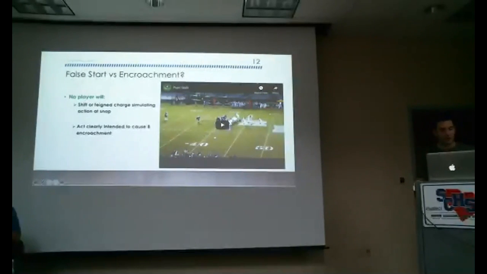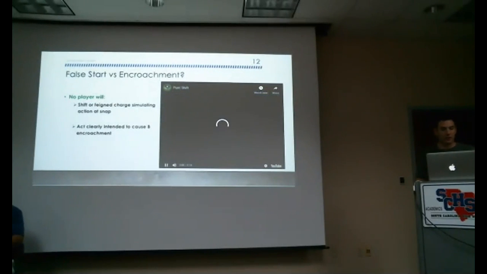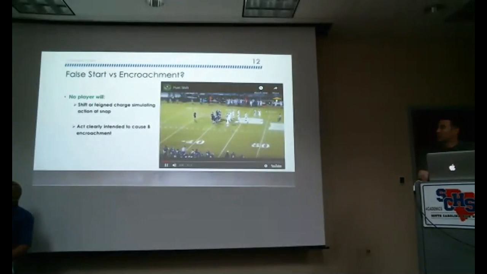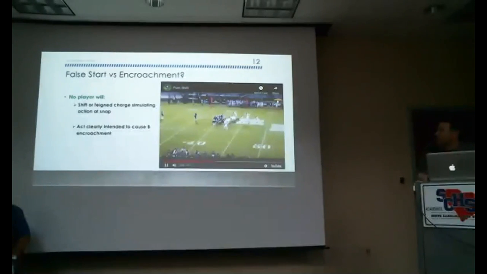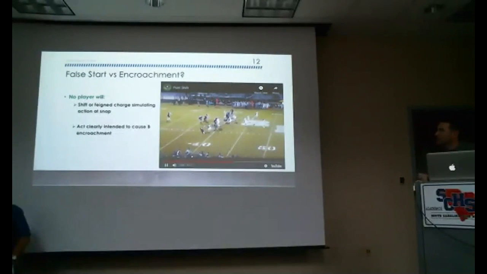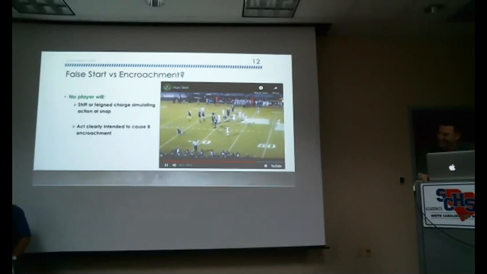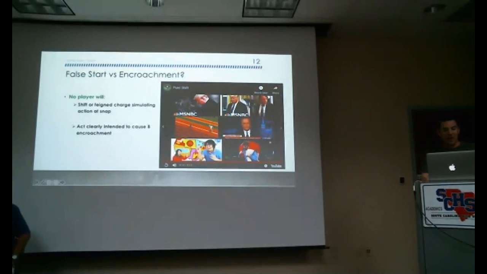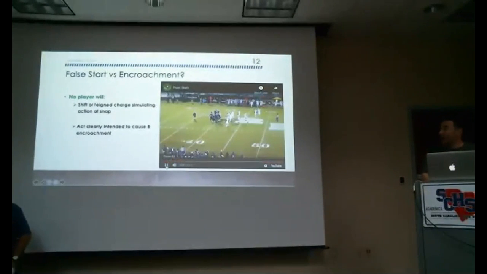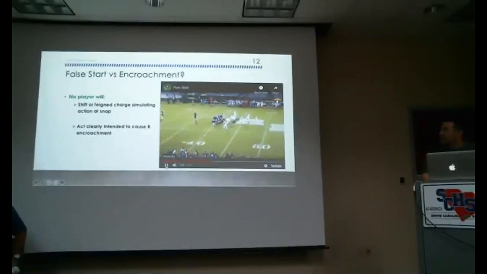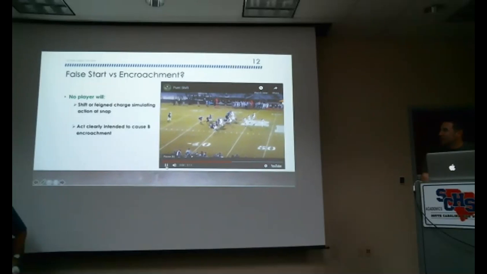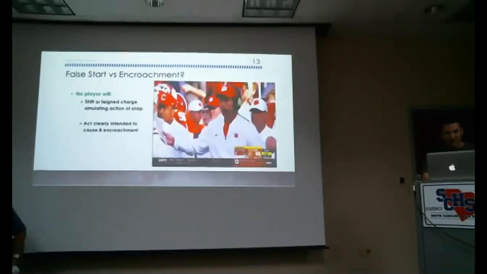So again, no player shall shift or take action clearly intended to cause B to encroach. Here's one. It's like 4th and about 2. Punt. So I would say that's obviously a shift to cause B to encroach. They all line up like that, then they all sprint out. I'm sure somebody said a hut in there, real intense. And that's pretty intentional there. Here's another example.